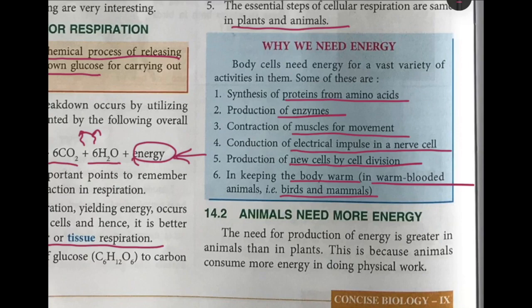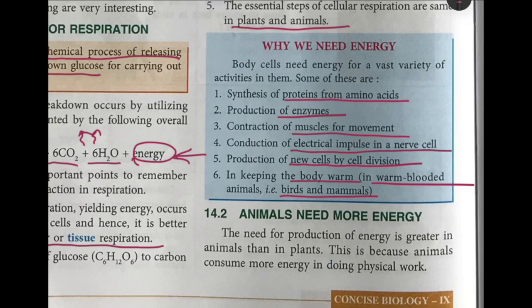Now, animals need more energy. Now you know the difference between animals and plants. Plants are rooted to a place, so they need energy only for their internal activities, as well as slight external activities like phototropism, geotropism, moving towards the light or moving towards the water in the soil. But animals, they move a lot, not only in their places, but they move from place to place looking for food, for shelter.